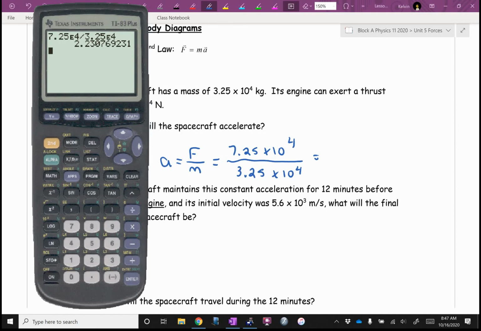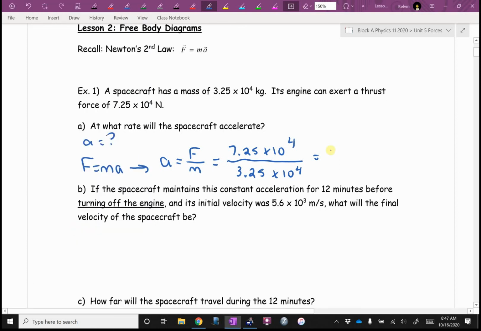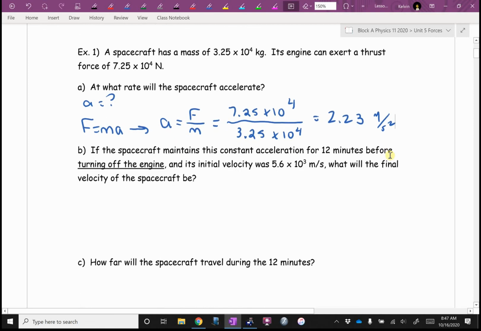Acceleration, units, meters per second squared. Did somebody lose a half mark on the test just because they forgot to put units on one question? Maybe. I know a few people forgot to put units on a question. I took a half mark off. Good habit before you hand any test in is to do what? Go through all the written section and make sure each question has units. All right, let's keep going here.